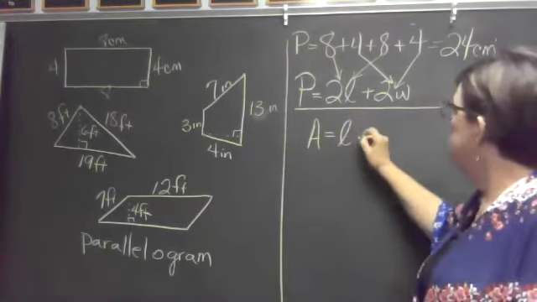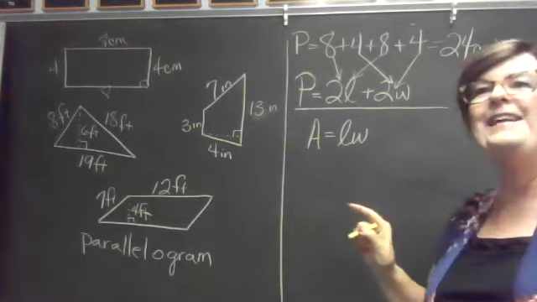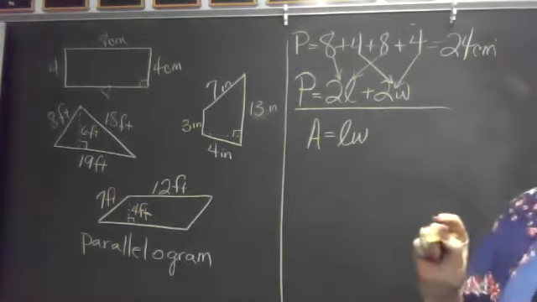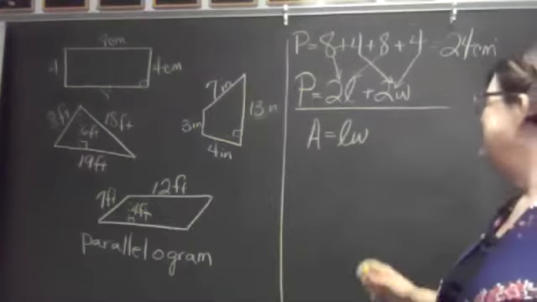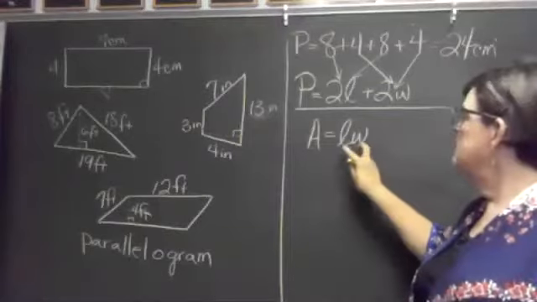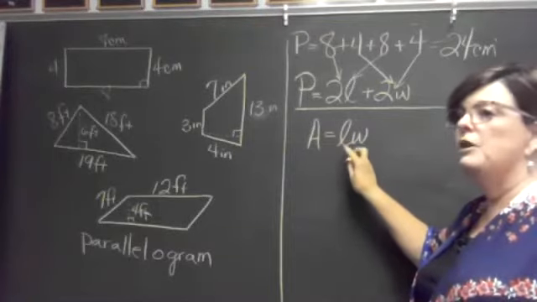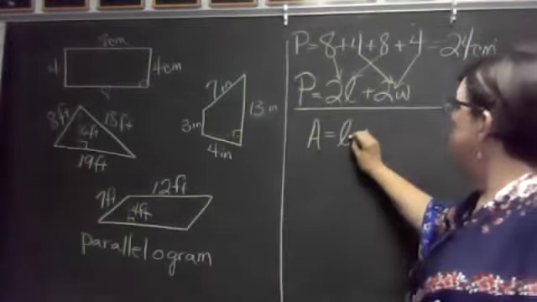Length and width. They're crammed together, right? Length times width. So area equals length times width. Remember, when two variables or a number and a variable are smashed together, it means multiply.